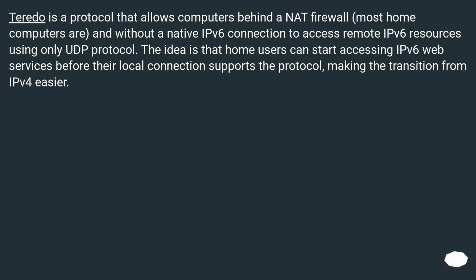Teredo is a protocol that allows computers behind a NAT firewall, most home computers are, and without a native IPv6 connection to access remote IPv6 resources using only UDP protocol. The idea is that home users can start accessing IPv6 web services before their local connection supports the protocol, making the transition from IPv4 easier.